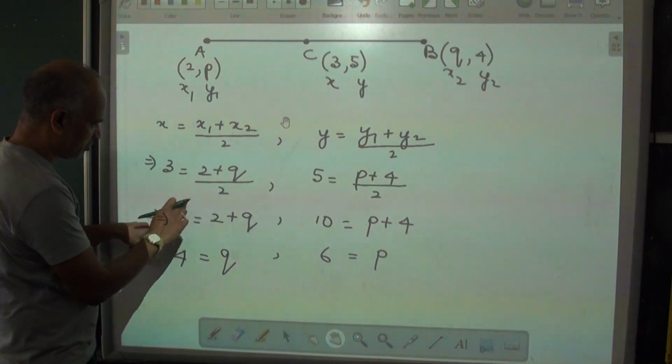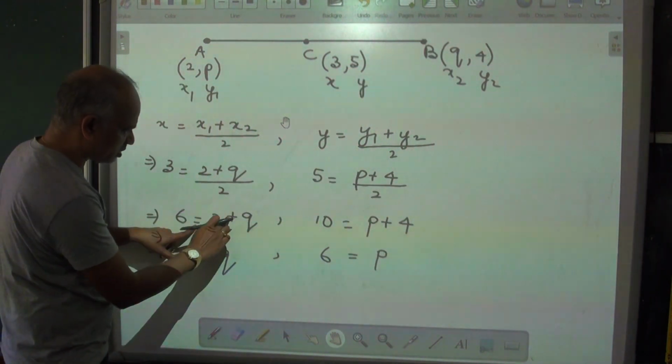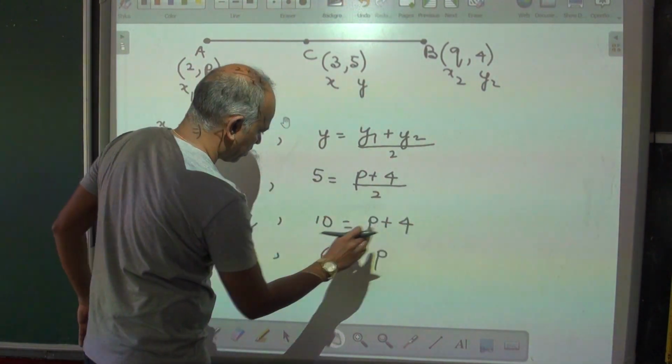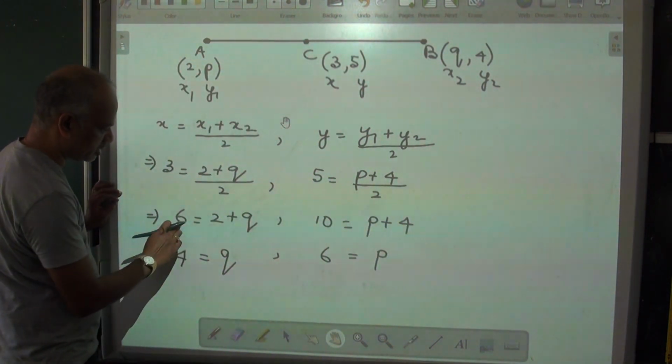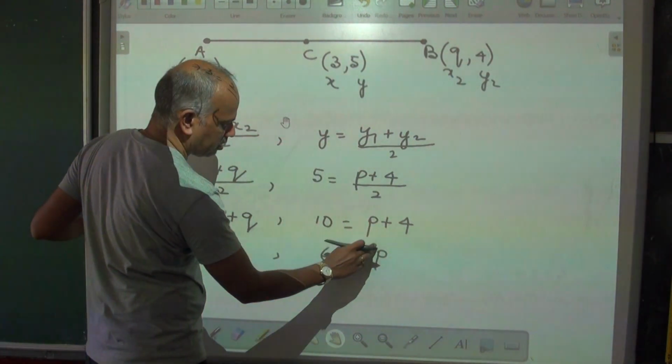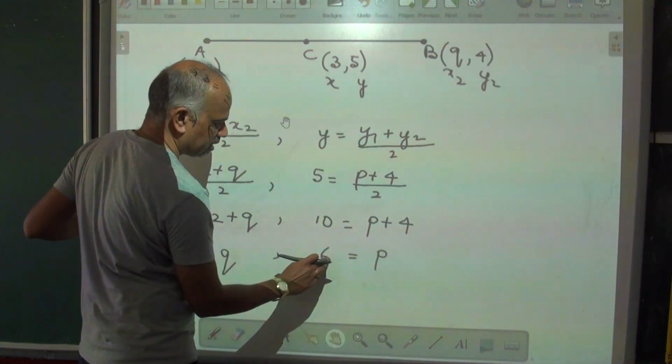Multiply this here, that gives you 6 is equal to 2 plus q, and multiply this here, that's 10 is equal to p plus 4. Bring the 2 this side, 6 minus 2 gives you 4 is equal to q, and p is equal to, 4 comes this side, 10 minus 4, that gives you 6.